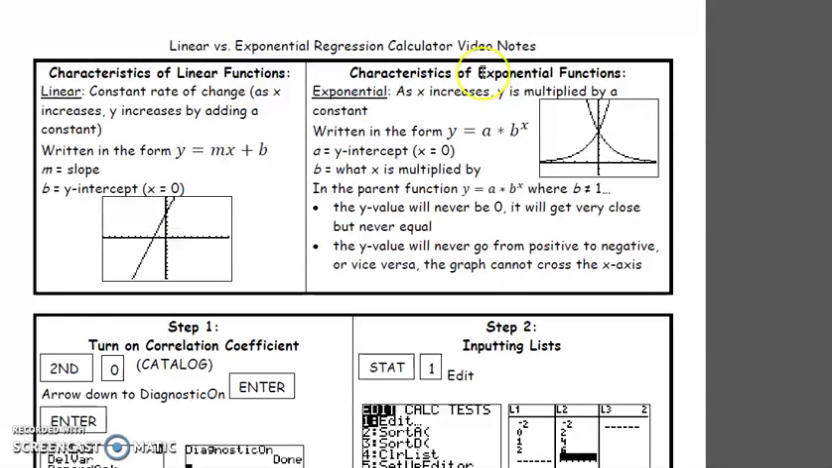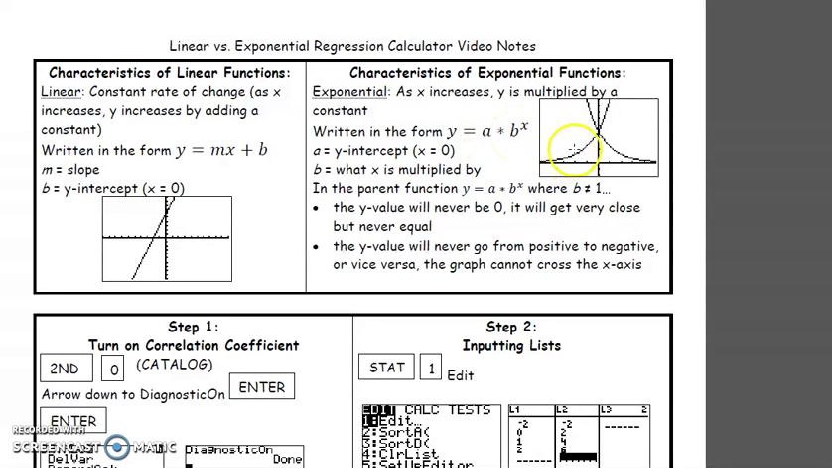An exponential function is a little bit different. It's a geometric sequence. So instead of adding to get from one term to the next, we are multiplying by something we call the common ratio or growth factor. So as x increases, y is multiplied by a constant, and that constant is referred to as the growth factor, or the common ratio, and that's what we're using for b. So a is the start, that's our y-intercept, and b again is the common ratio, the growth factor.